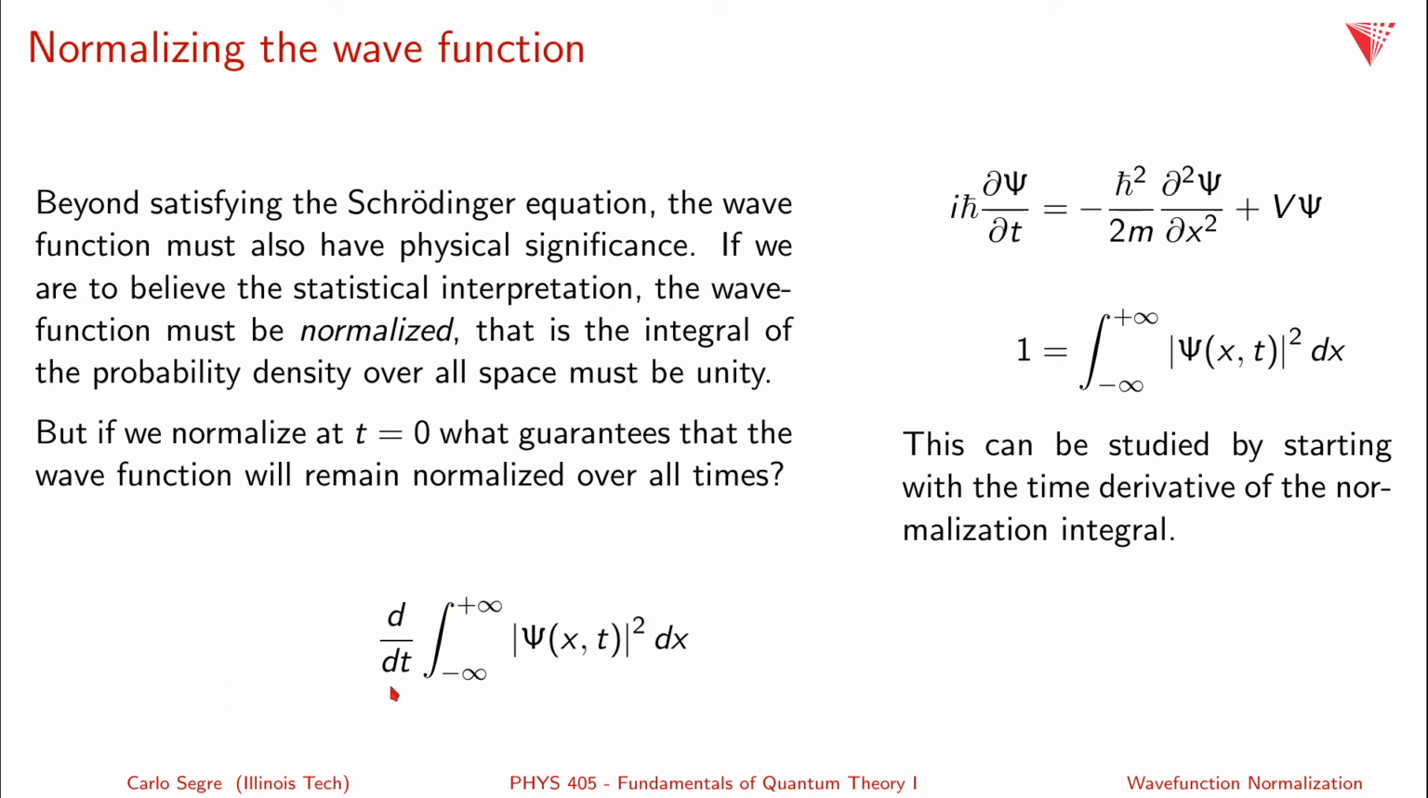So we're going to take d by dt of the integral from minus infinity to infinity of the modulus of psi of x and t, squared, dx. Well, that's easy enough. We can bring the full derivative d by dt into the integral. Once you bring it into the integral, it becomes a partial derivative. So now it's a partial derivative with respect to t of the modulus squared of psi, integrated dx.